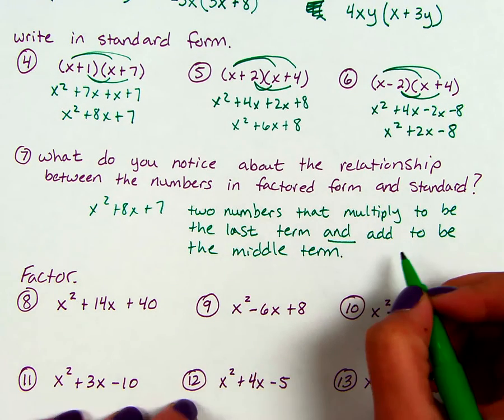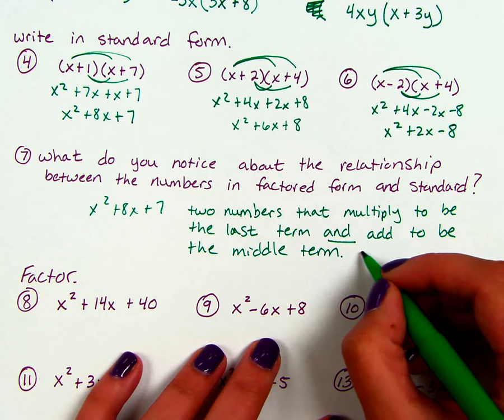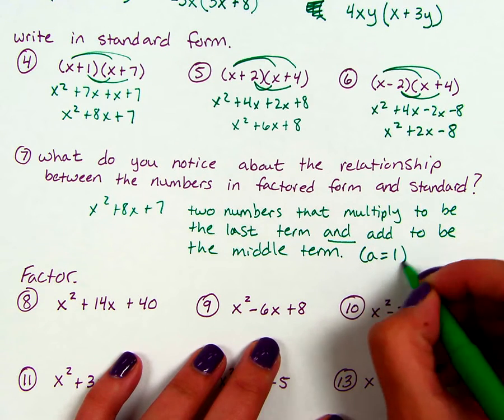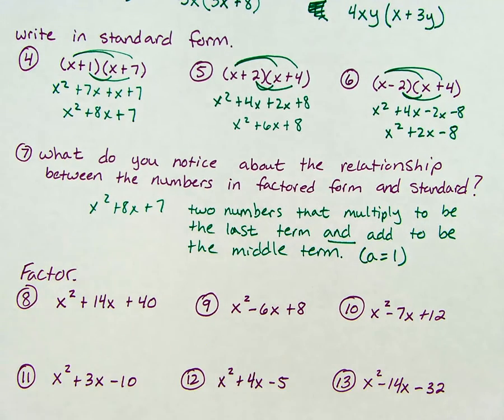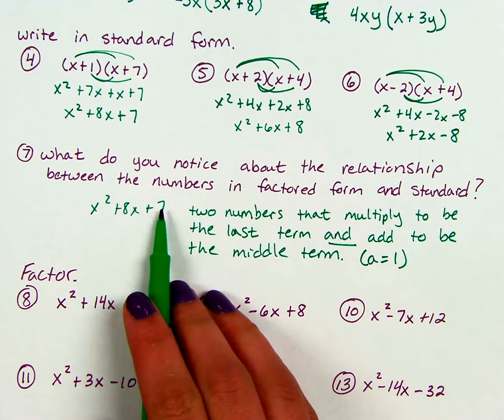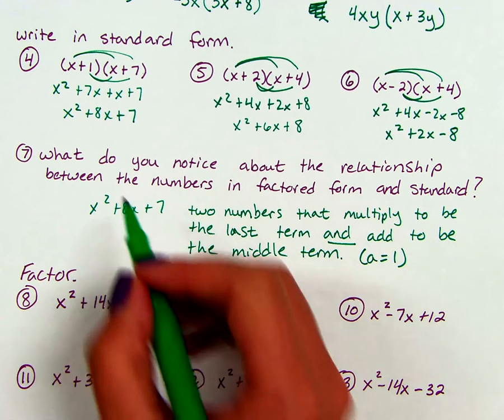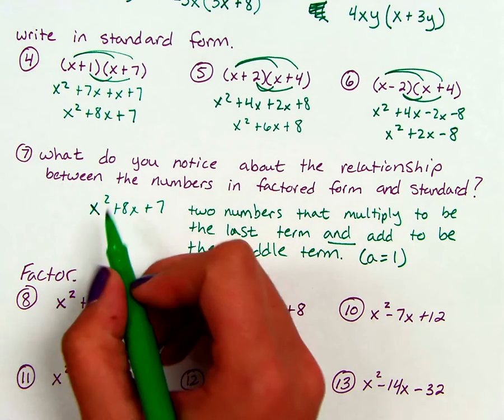Okay. So this pattern only happens when A is 1. So I'm going to make a little comment. So A has to be 1 for this. So whenever we're factoring, we're looking for two numbers that multiply to be the last term, add to be the middle term. So the factors of 7 are 1 and 7.